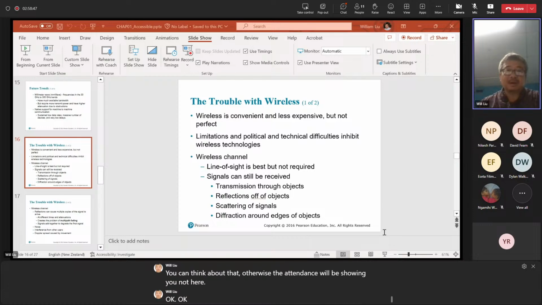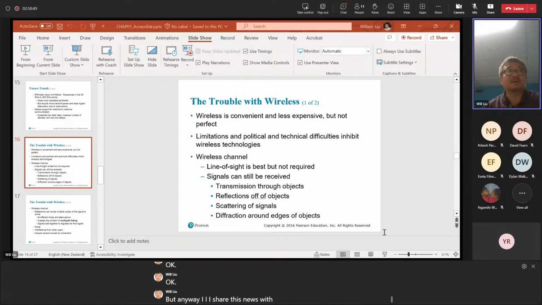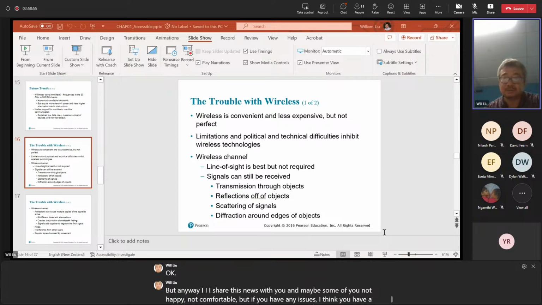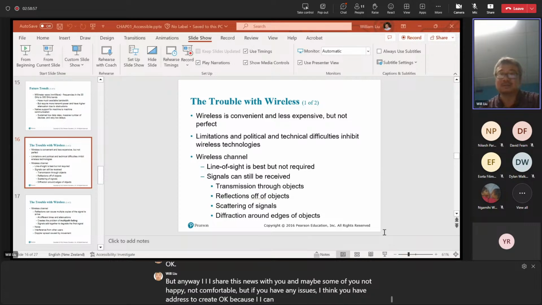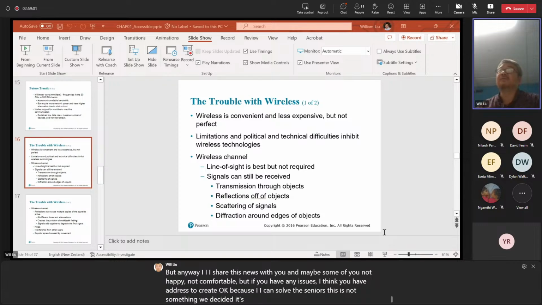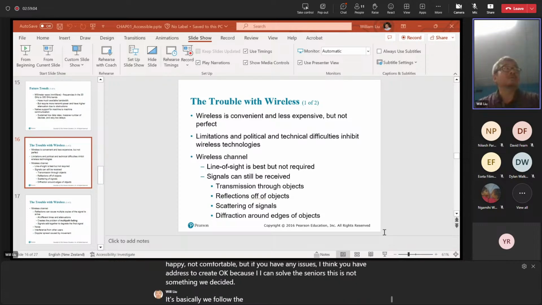But anyway, I share this news with you, and maybe some of you are not happy or comfortable. If you have any issues, you can address Chris, because I consulted the seniors. This is not something we decided; we basically follow the institute's regulation.